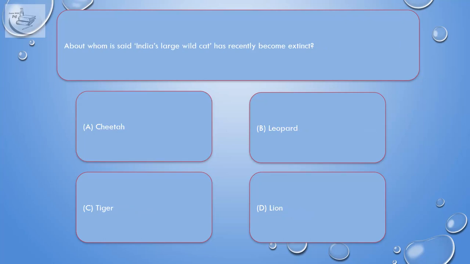Question: Which of these is said to be India's large wild cat that has recently become extinct? A. Cheetah, B. Leopard, C. Tiger, D. Lion. Correct answer is A. Cheetah.